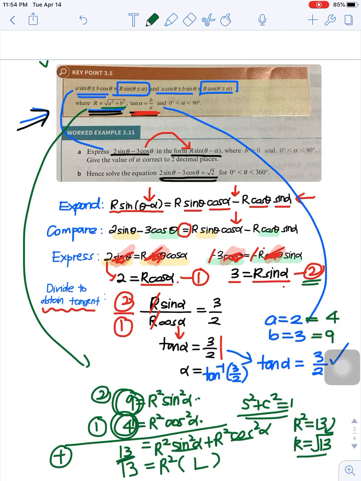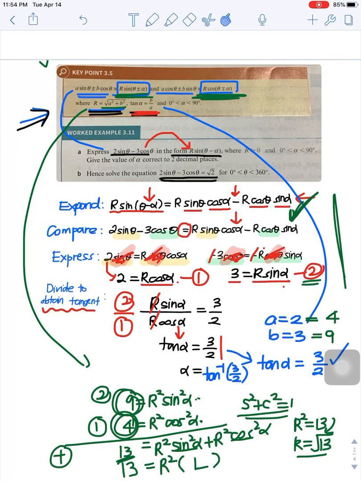Okay, so that's how you manipulate. You can always stick to the formula. You don't have to do the lengthy way. But you are always advised to be able to use the compound angle formula to expand the format given to you in the question. Then you can just solve them regularly.